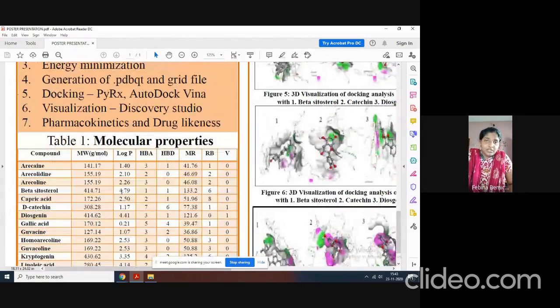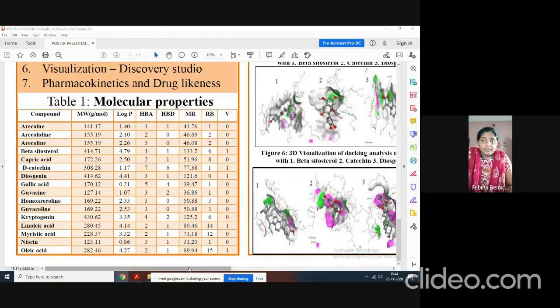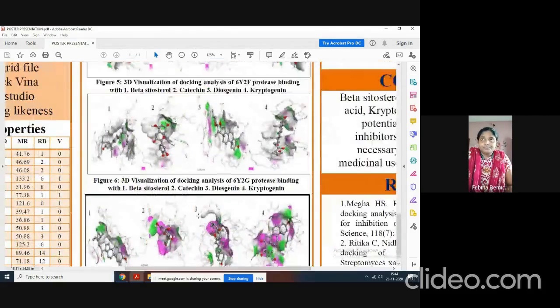Table 1 shows the molecular properties of the ligands. All 16 compounds obeyed Lipinski's rule of 5. So all 16 compounds were selected for the study.